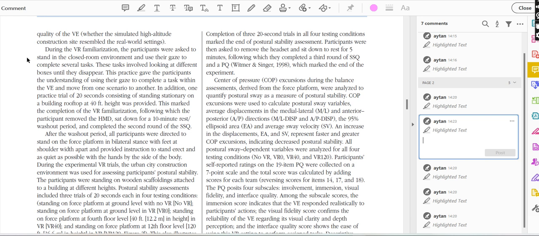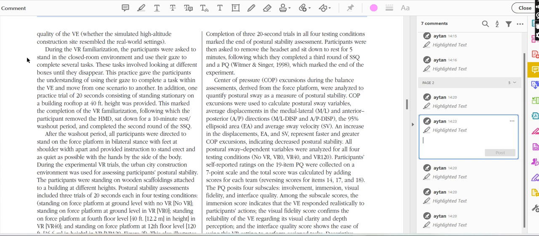In addition, one practice trial of 20 seconds consisting of standing stationary on a building rooftop at 40-foot height was provided. This marked the completion of the VR familiarization, following which the participant removed the HMD, sat down for a 10-minute rest/washout period, and completed the second round of the SSQ.